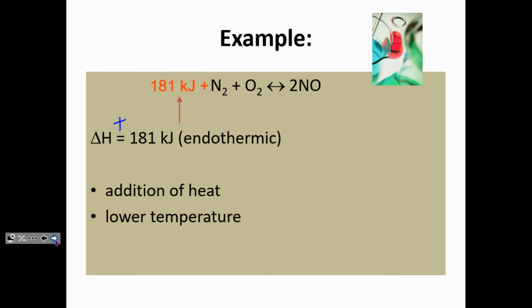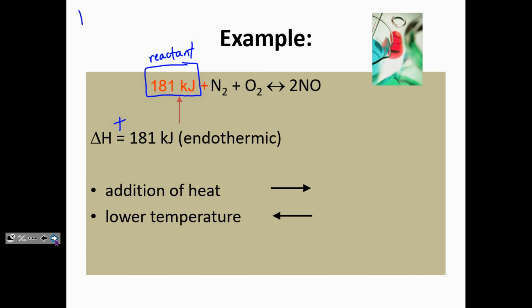When we have a positive value for delta H, we are going to place the energy on the left side of the equation. Energy is a reactant here. So if we're adding heat to this, we're going to be increasing the amount of energy on the left side of the equation. And if we're adding things to the left side of the equation, we shift to the right. Now, if we lower the temperature and we take away heat from the left side of the equation, we will shift equilibrium back to the left.